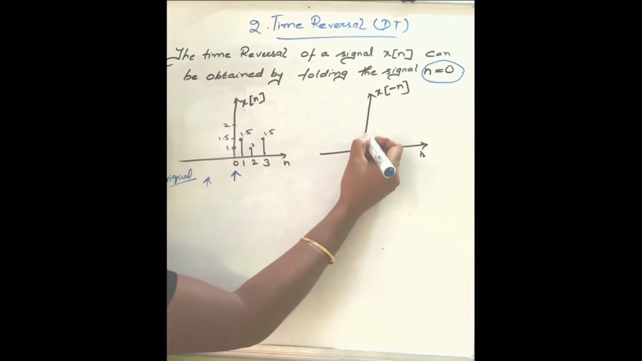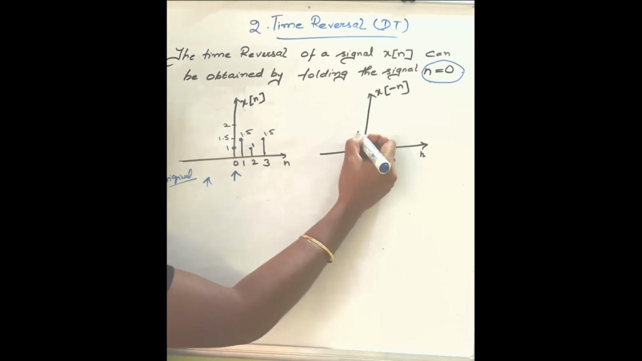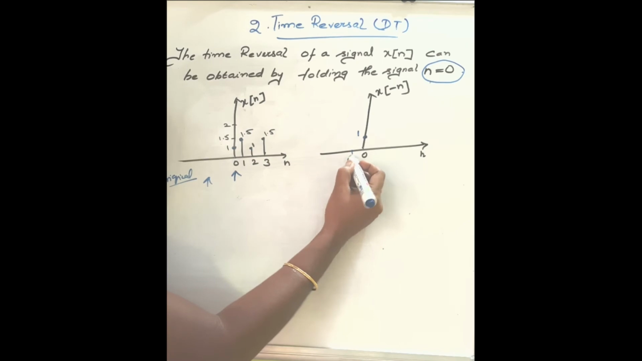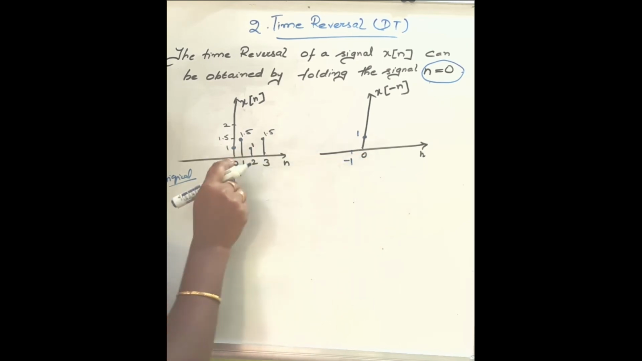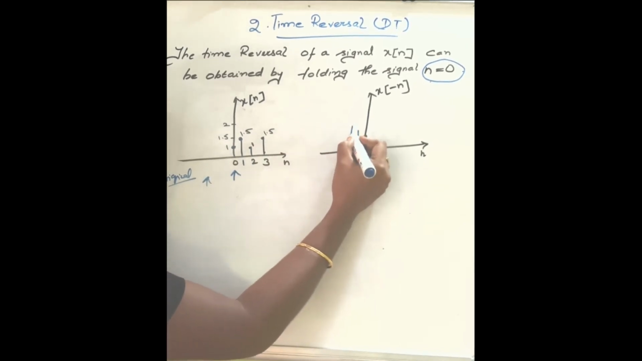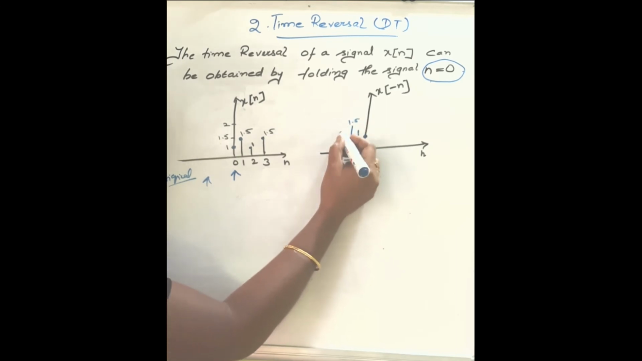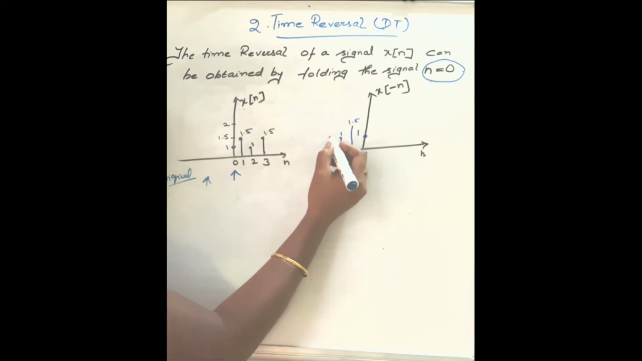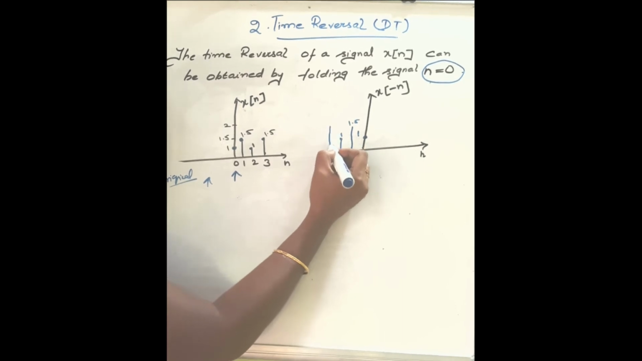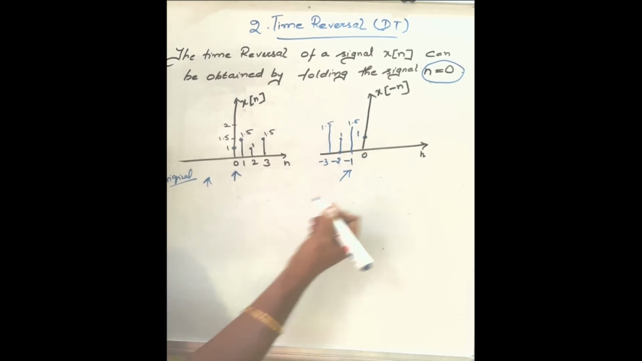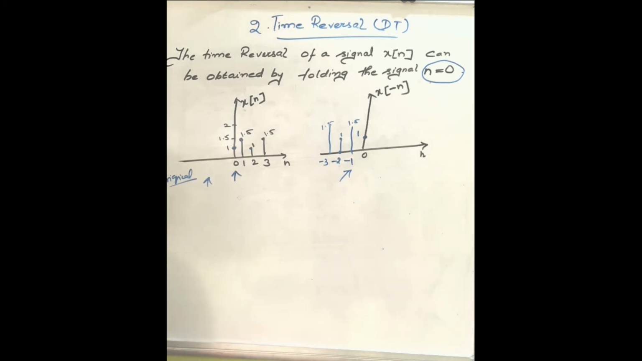So here the amplitude will be same 1 when n is equal to 1. Next will be n is equal to minus 1. At minus 1, the amplitude was at 1.5. Again at minus 2, the amplitude is 1. And then at minus 3, the amplitude is again at 1.5. So this is the time reversed signal.